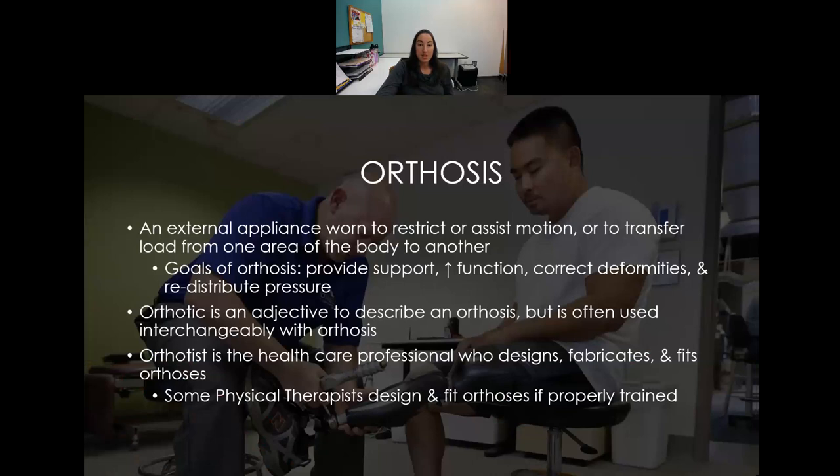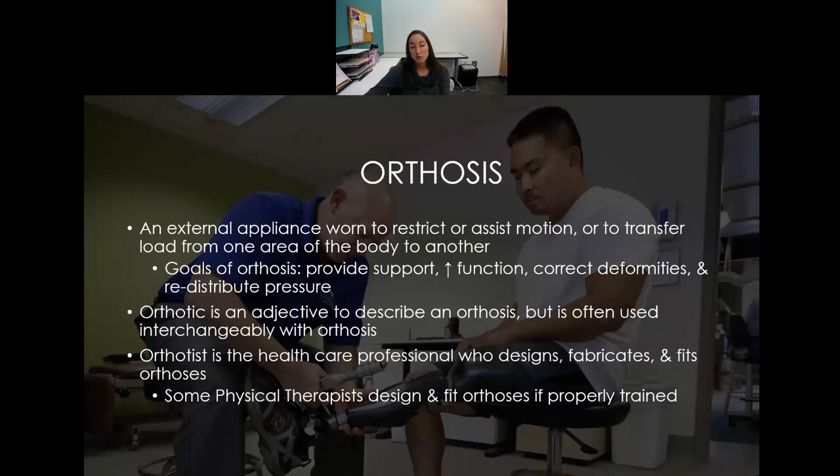So an orthosis is just an external appliance worn to restrict or assist movement or to transfer load from one area of the body to another. The goals are to provide support, to increase function, to correct deformities, and to redistribute pressure.